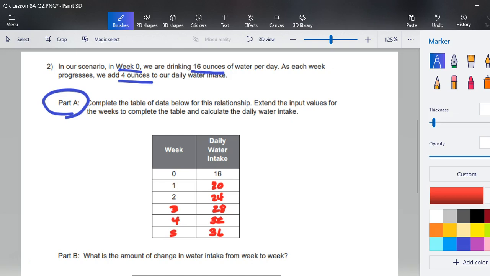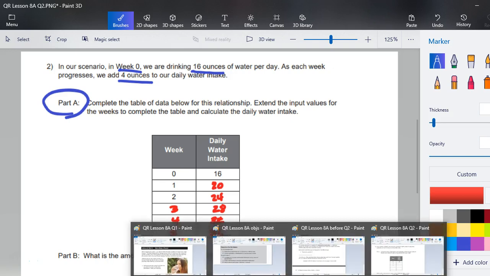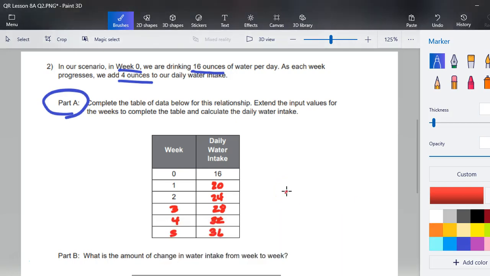Part B, what amount of change in water intake is from week to week? The amount of water changed from week to week, and there are many things that you can do. You can write all over these charts that we're going up 4 ounces, up 4 ounces. You can look back up here to what we were talking about is going on, but the amount of change is that we are increasing 4 ounces of water per every week.